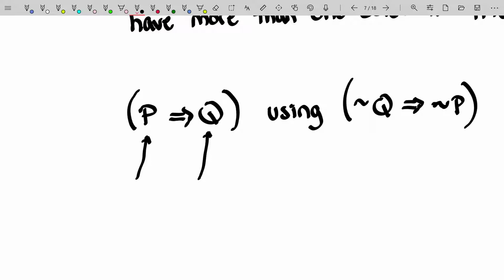Q is the fact that it therefore must be cloudy. If it's raining, then it's cloudy. The exact same statement, stated a different way, but exactly the same. If it's not cloudy, then it's not raining. Those are the same exact statements. And so proving this second statement actually proves the first. That's a proof by contraposition.